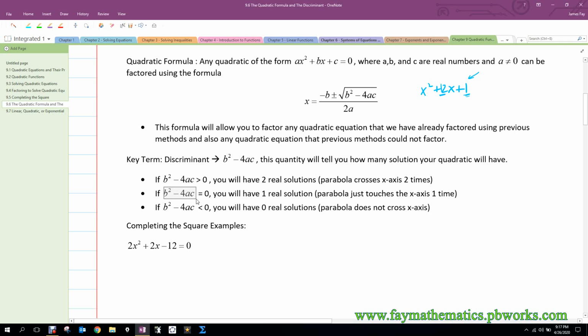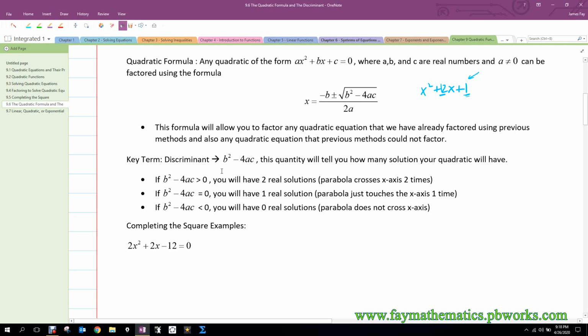If your discriminant b squared minus 4ac equals 0, you're going to get one real solution, which tells us that our parabola touches the x-axis 1 time, at the vertex of the parabola. If b squared minus 4ac is less than 0, so if it's negative, you're going to have no real solutions, and that means your parabola does not cross the x-axis. So that's the discriminant. Why is it called that? It allows you to discriminate the number of solutions. You have 2, 1, or none.